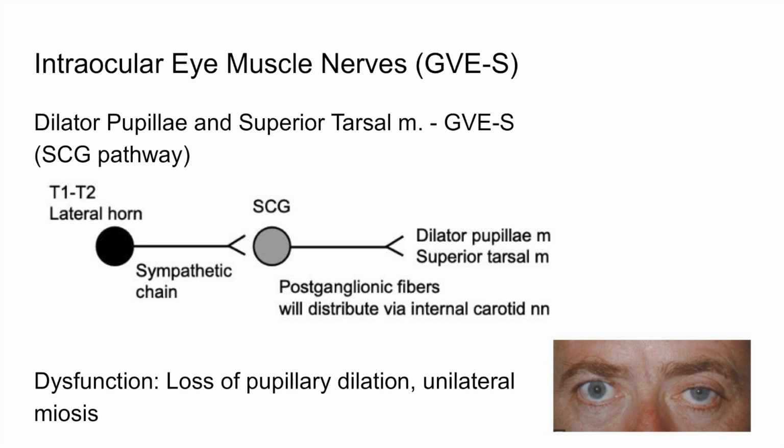So if you compare both systems side by side, parasympathetics via CN3, or cranial nerve 3, constrict the pupil and focus vision, while sympathetics from T1 and T2 dilate the pupil and support eyelid elevation. And if the parasympathetic pathway is lost, the pupil becomes dilated. And if the sympathetic pathway is lost, the pupil becomes constricted.